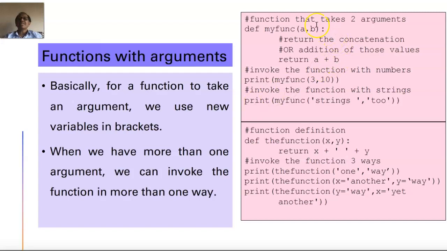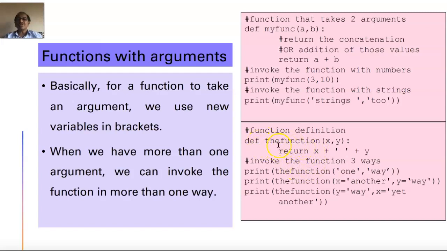Right? Here is a function with two arguments. When we have more than one argument, we can invoke the function in more than one way. Let's say you have two arguments. How do you invoke them? We have invoked by giving two values here, right? 3 and 10 and strings and 2. But there are other ways of invoking it. How? Look at the program given below.